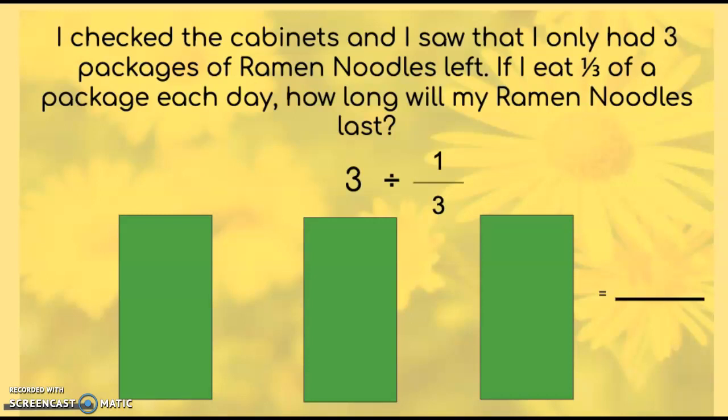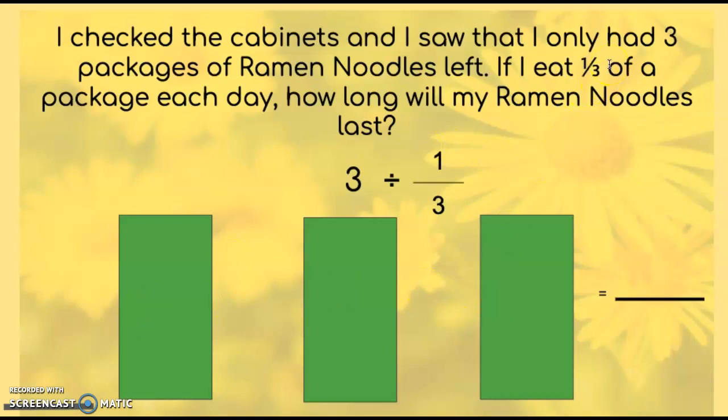In this case, I'm visualizing a very similar scenario. I open up the cabinet, 3 packages of ramen noodles, and I know that I'm only going to eat 1/3 of each of the packages. This tells me 3 divided by 1/3. That's saying to me that if I divide it into 3 parts, how many total parts will I end up with? So here are my 3 wholes.